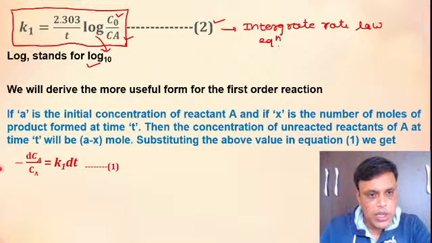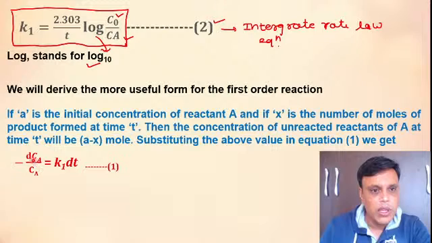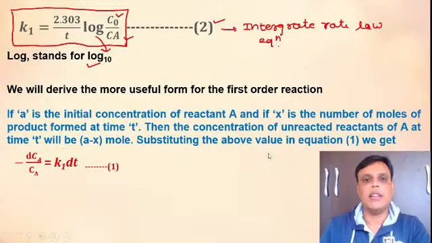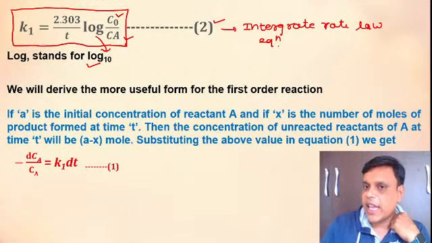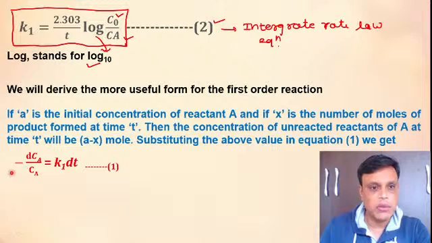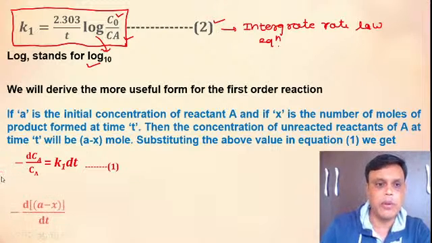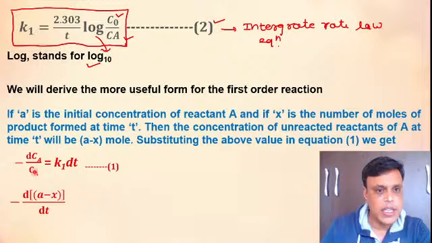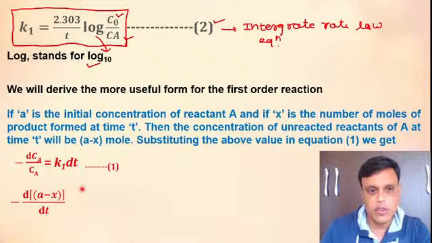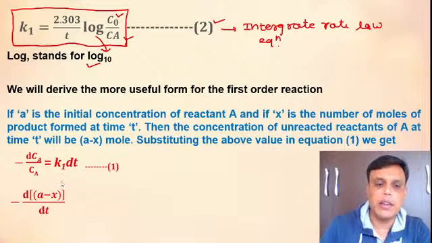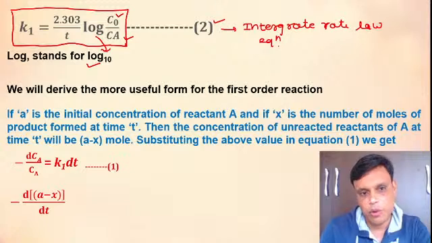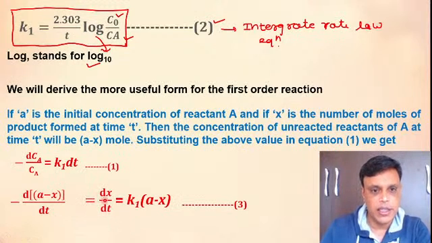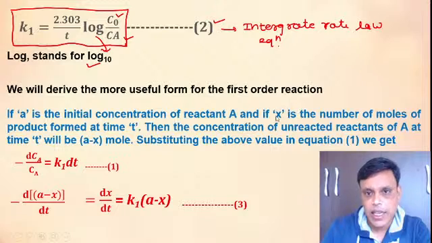So in this equation, instead of these two values Ca and C0, we will put X and A minus X. So here we will get minus d(A minus X) by dt. This is in the case of your reactant. Then we will write one more equation in case of product. So here dx is nothing but, what is X? X is the number of moles of the product formed at a time t.